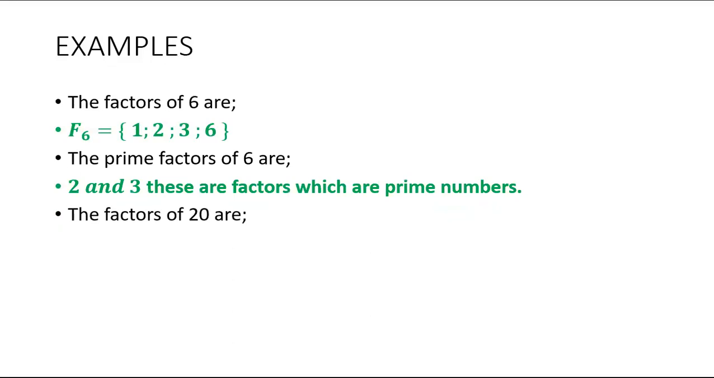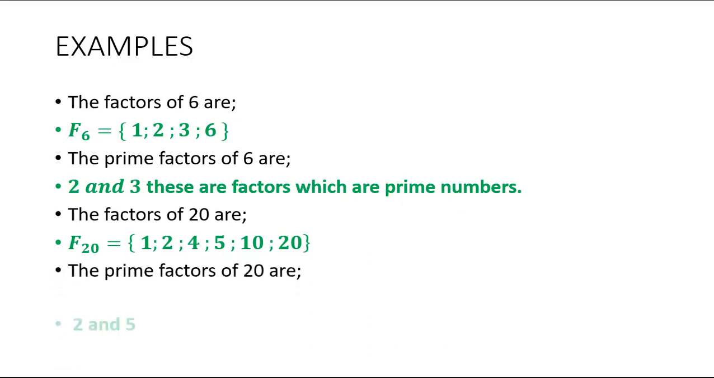And I think we spoke about all of that. Okay. What are the factors of 20? It'll be 1, 2, 4, 5, 10, and 20. And which of those are prime numbers? It'll be 2 and 5 from what I see there.